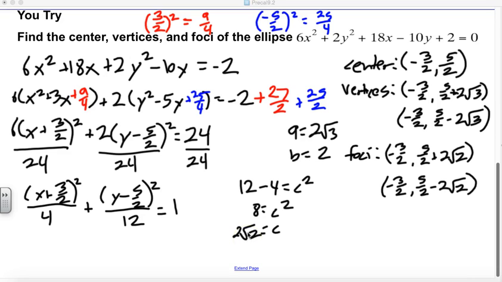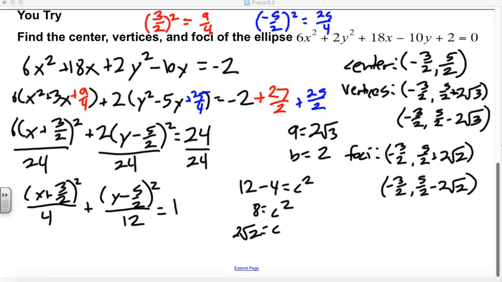So now to find our foci, you're going to add 2 square root of 2 onto the y values. So it's just like we did with the vertices, -3 halves and then 5 halves, but we add on 2 square root of 2 instead of 2 square root of 3 and subtract 2 square root of 2. So there's our two foci, and that's our answers for the center, vertices, and foci.